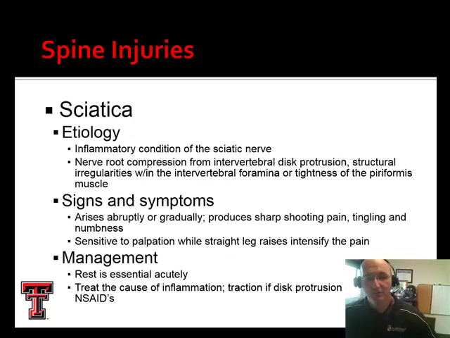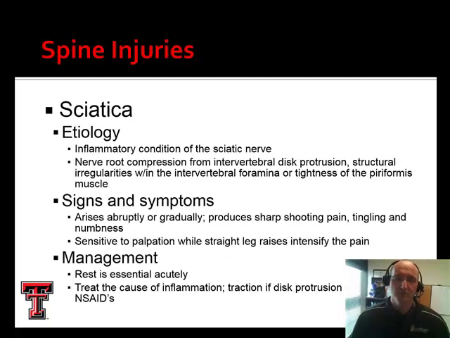Some other conditions we have: sciatica. This is just an inflammatory condition of the sciatic nerve. We usually want to rule out something like piriformis syndrome first to see if there's a structural reason for this. These usually come and go pretty quickly, so they'll get sharp shooting pain, tingling, numbness, maybe even some motor deficits, but rest is our key here. Treat that inflammation. Longitudinal traction if we've got a disc involvement here, but these will usually resolve pretty quickly.